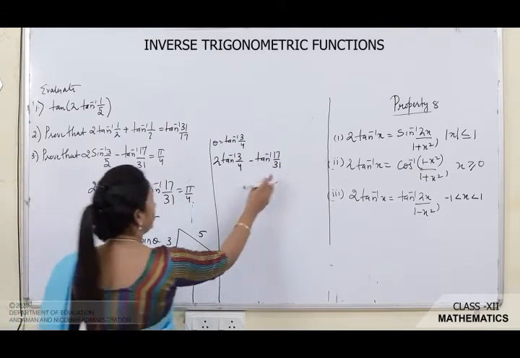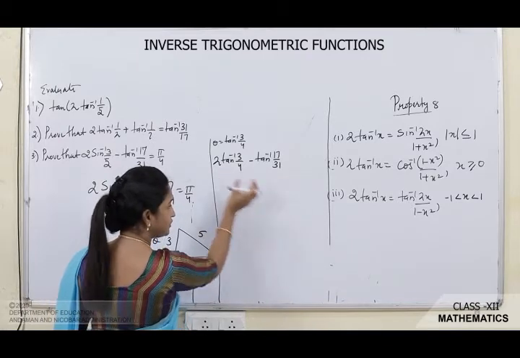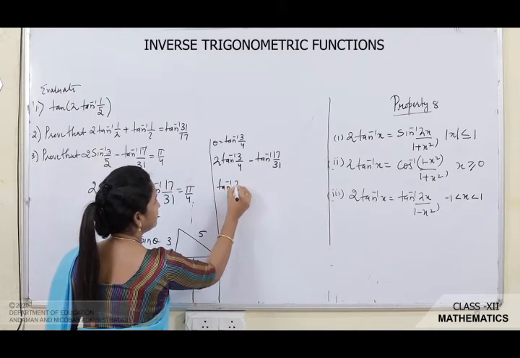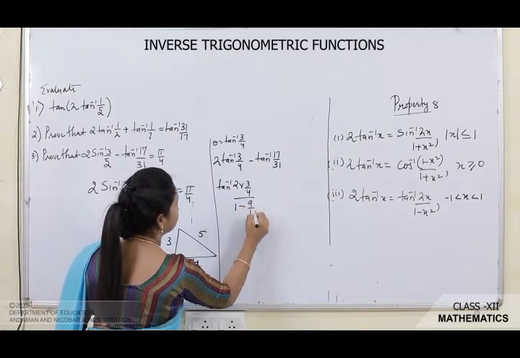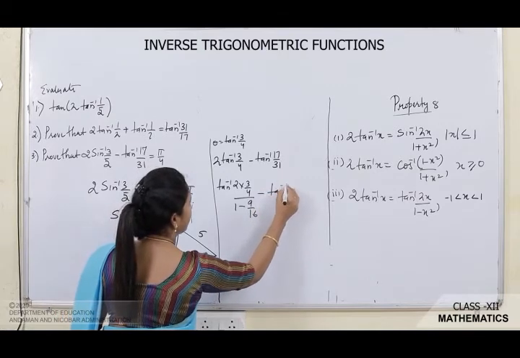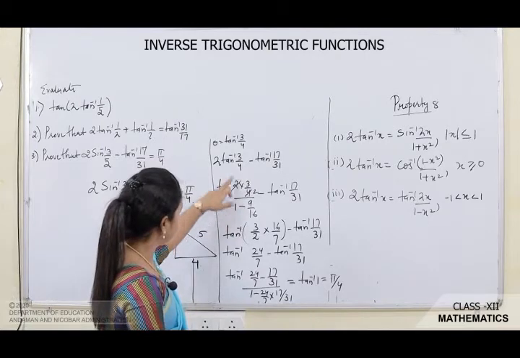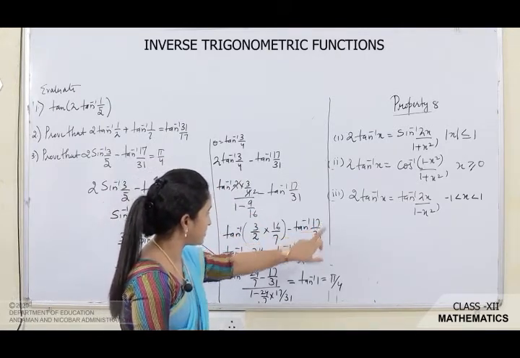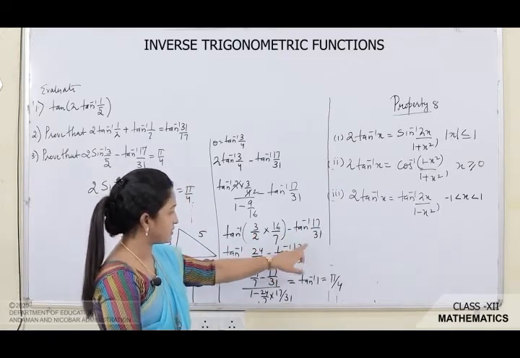Now what will you do? You will apply the formula of 2 tan inverse x. Again, which formula are you going to apply? The third one. So tan inverse of 2 into 3/4 by 1 minus 9/16, minus tan inverse 17/31. When you simplify this, you are going to get tan inverse 3/2 into 16/7, minus tan inverse 17/31. Again, when you simplify, 24/7 minus tan inverse 17/31.